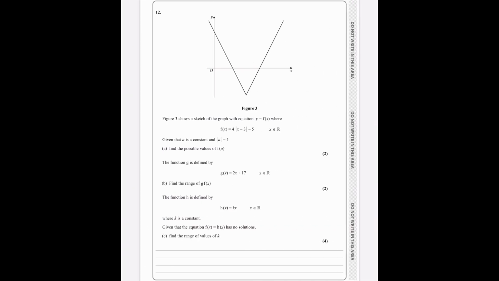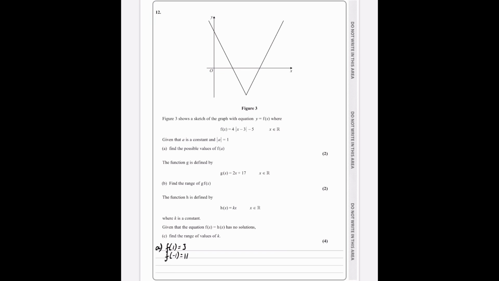Question number 12. For part A, we know modulo A is 1, so A could be 1 or -1. If I plug 1 into our function, we'll get 3 out, because the -2 becomes +2. And if I plug -1 in, we get 11 out, the negative 4 becomes positive 4.